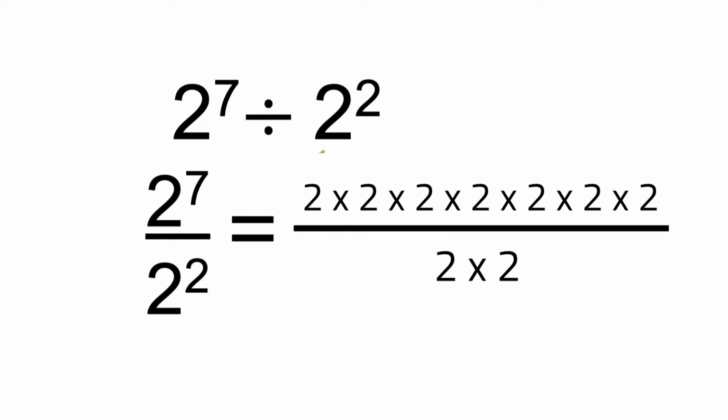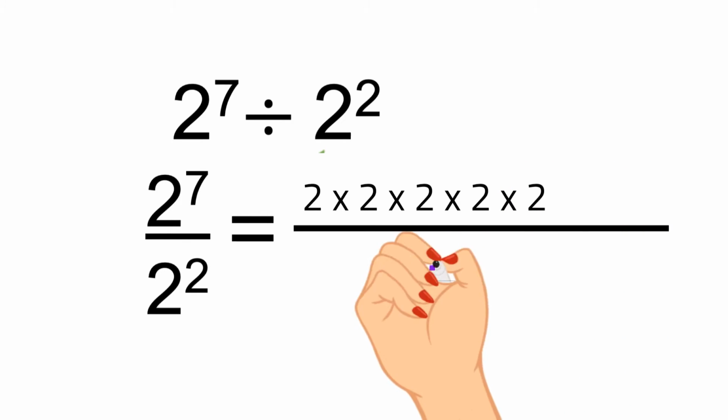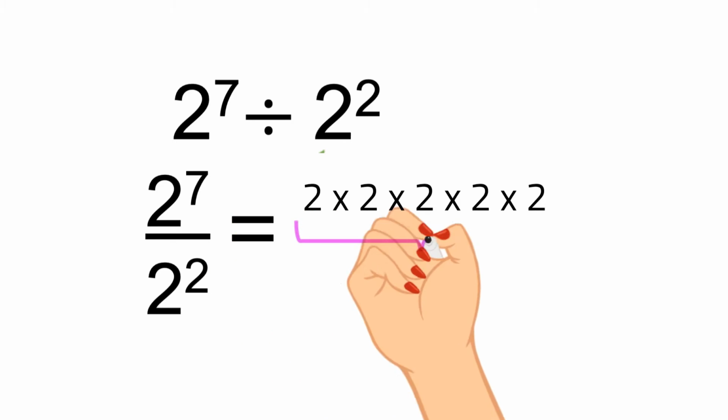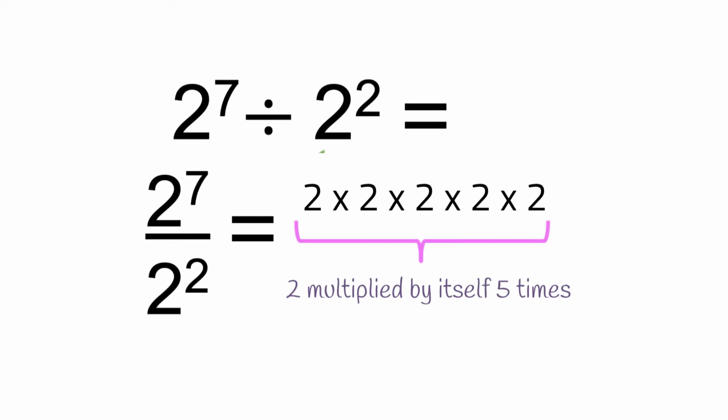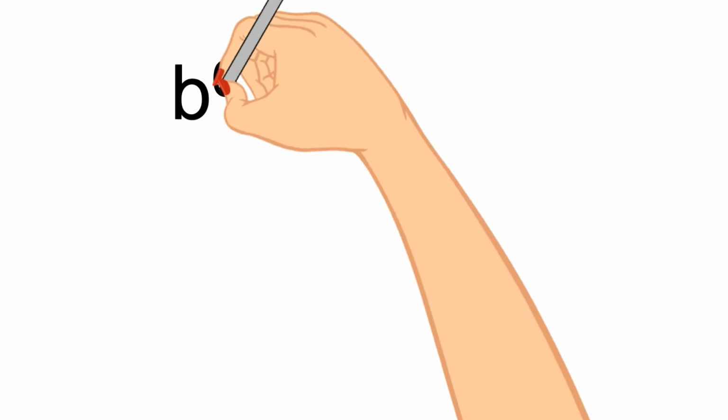Now I have a 2 times 2 on the top and the bottom, so I can actually cancel that out, effectively dividing by 2 times 2. And then I'm simply left with 2 multiplied by itself 5 times, which means this expression simplifies to 2 to the power of 5. Again, see if you can spot a pattern. I'm sure you will.